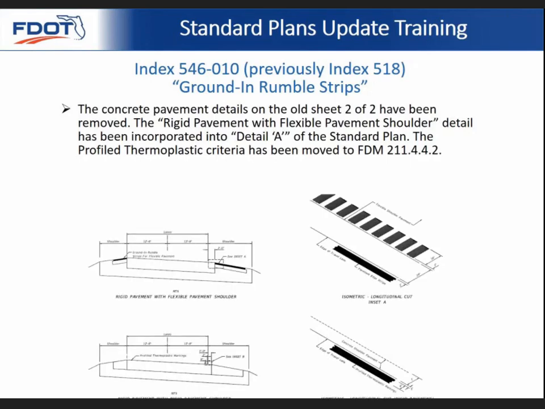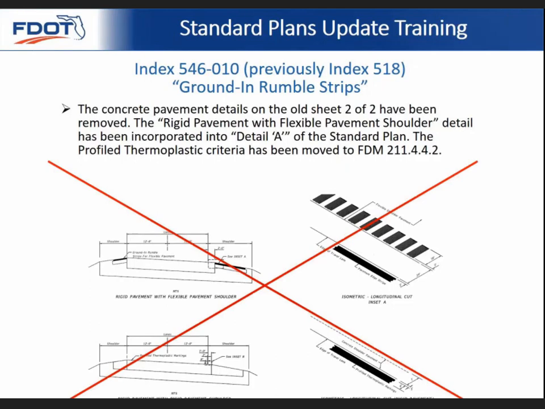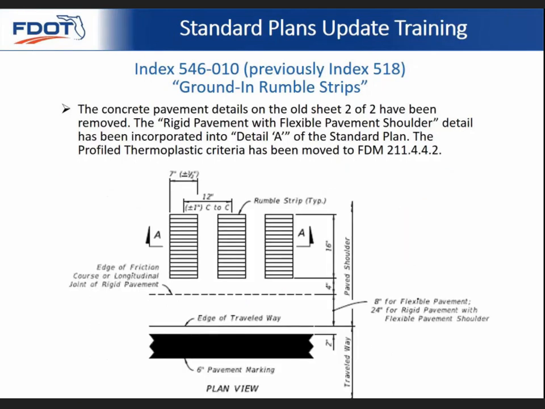So this sheet was eliminated, and this is showing what's in detail A of the standard plan. And this 24-inch for the rigid pavement with flexible pavement shoulder covers what was previously shown on sheet 2 of 2.